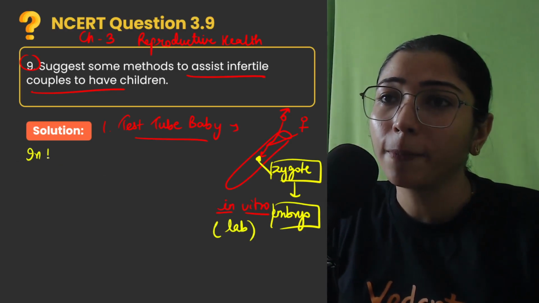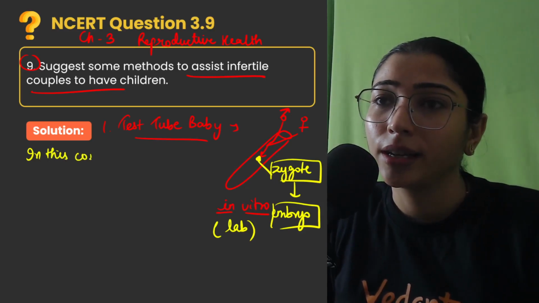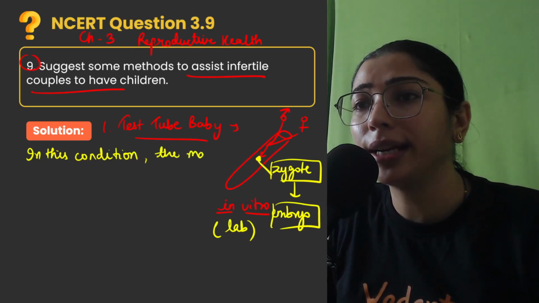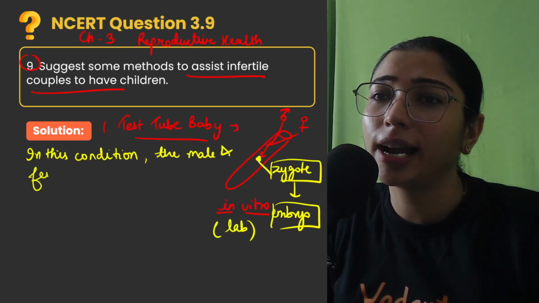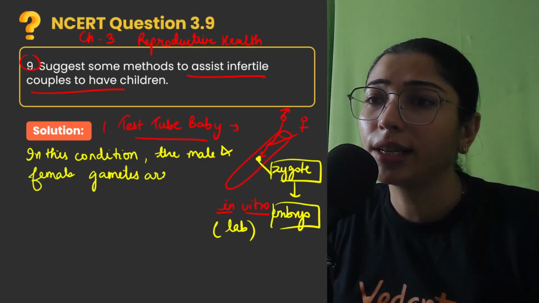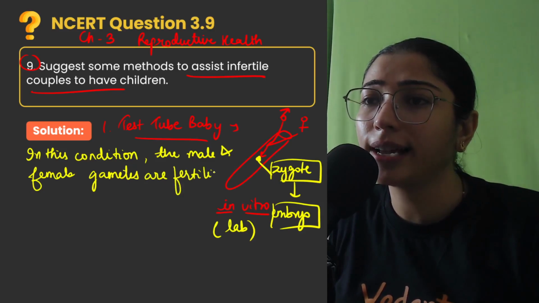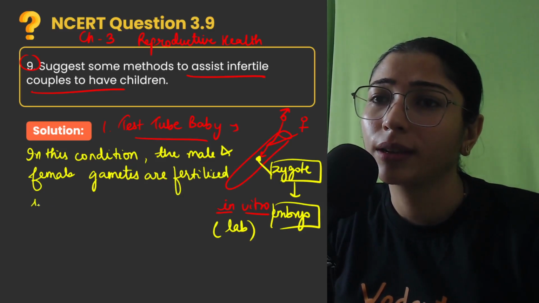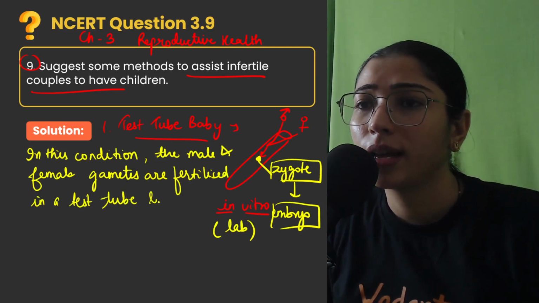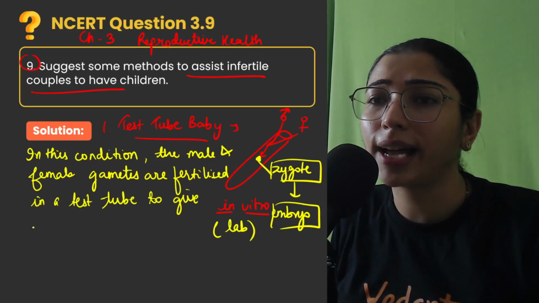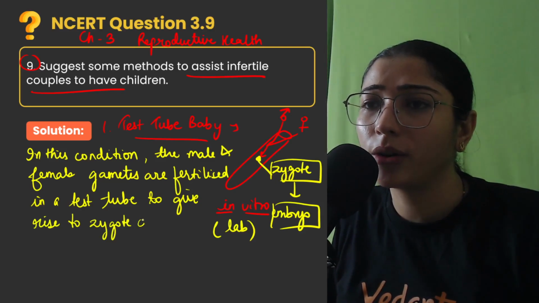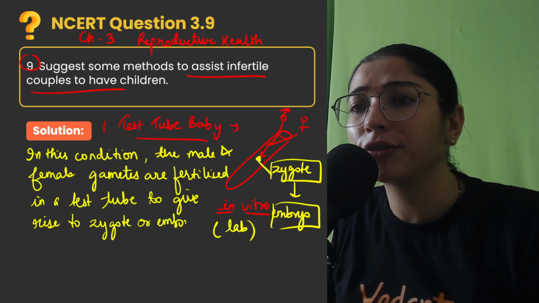So I'm writing here, in this condition the male and female gametes are fertilized in a test tube to give rise to zygote or embryos that can be later transferred to the female tract.